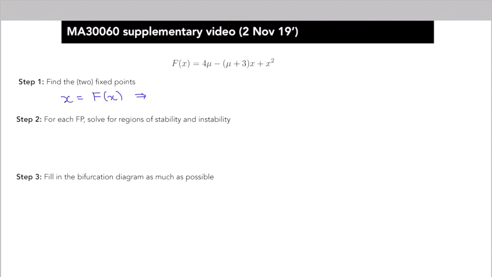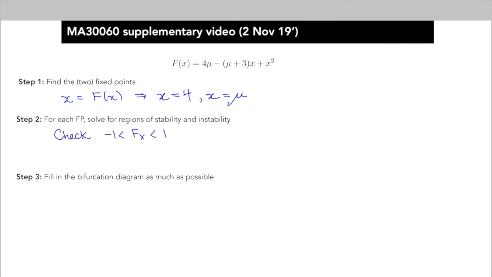If you do this, then what you should find is that x equal to 4 is a fixed point, and also x equal to mu is a fixed point. Okay. Next, what you want to do is for each of these fixed points, you want to solve for the regions of stability and instability. So for instance, to check for stability, you would check that the derivative lies between -1 and 1.